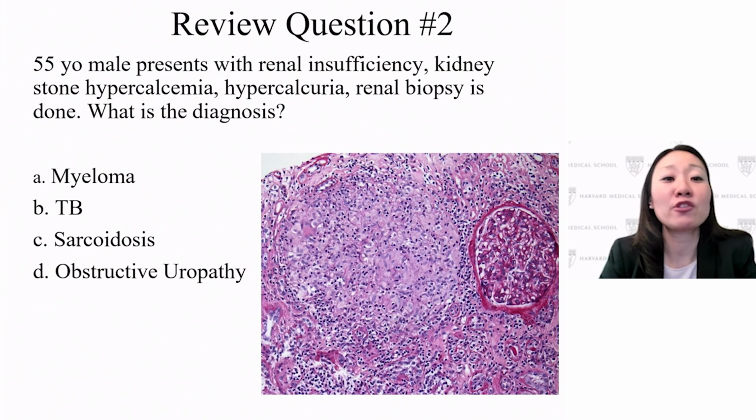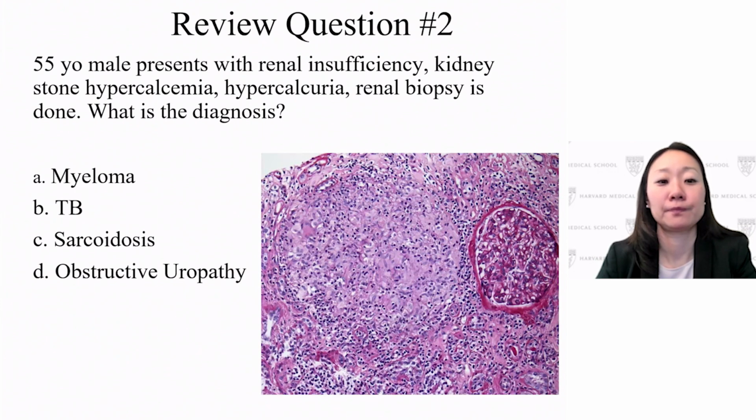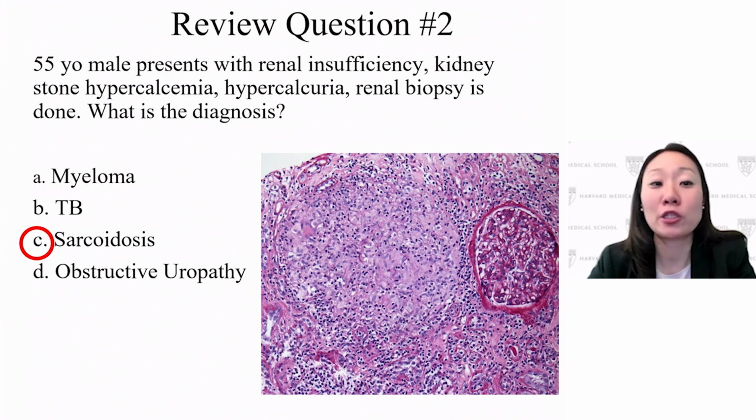So a 55-year-old male presents with renal insufficiency, kidney stone hypercalcemia, hypercalciuria, and a renal biopsy is performed. What is the diagnosis? I'll give you a moment to think about this and select your answer. So the correct answer here is sarcoidosis.